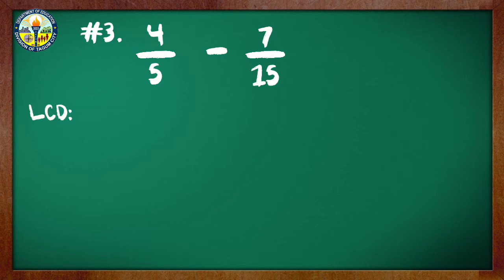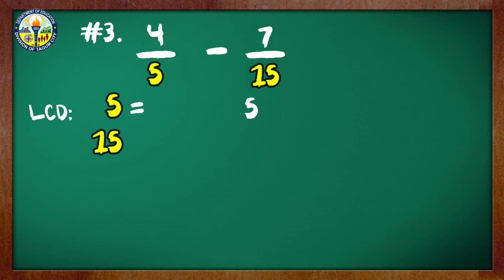First, find the least common denominator or LCD. Copy the denominators 5 and 15. Get the prime factors of each denominator. Remember, prime factors are factors which are divisible only by itself and 1. So what are the factors of 5? You're right, 1 and 5. Just write the prime factor 5.